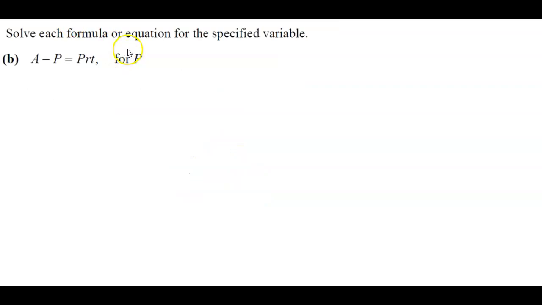Next, we want to solve, again, the formula or equation for the specified variable. In this case, we want to solve for p. So here is our formula. I'm going to write this out. So we have a minus p, which is equal to p r t. Okay. Now, in this particular equation, we can see that p is on both sides of the equation. We want to make sure that p is on the same side so that we can eventually solve for it. So the first thing we're going to want to do is to add p to both sides.